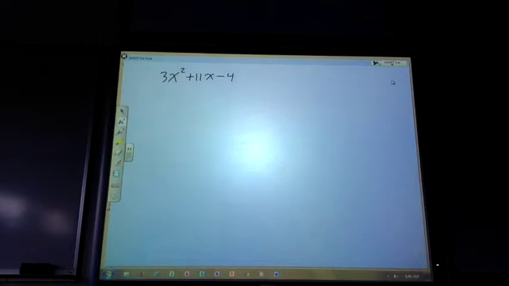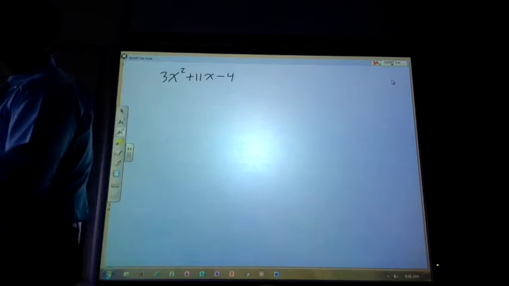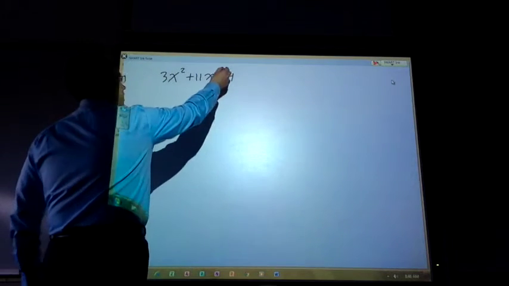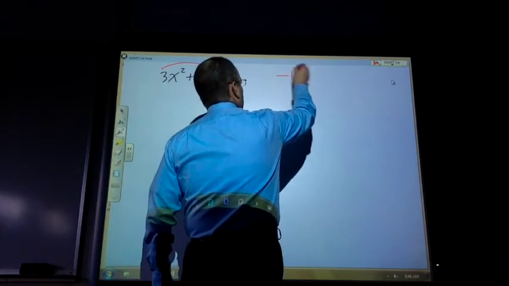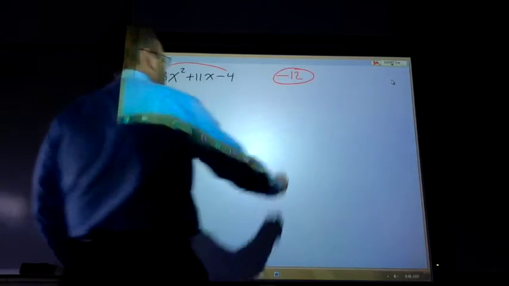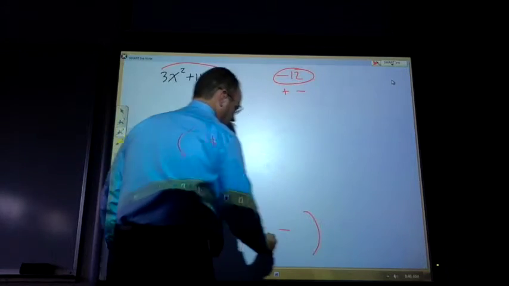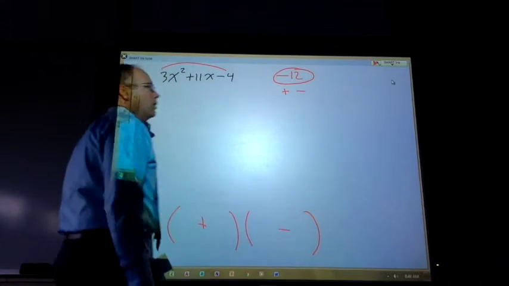Gabe, two questions. Do all 3 terms have an x in common? No. Does 3, 11, and 4 have any numbers other than 1 in common? So there's not a greatest common factor up here. Okay? Ben, what's my magic number? Yeah, because I'm going to multiply that and that. And then, Ben, in order to get a negative, do I have the same sign or alternating signs? Alternating. So my answer is going to look something like this. Of course, I could have minus here, plus here. You just have to watch it.